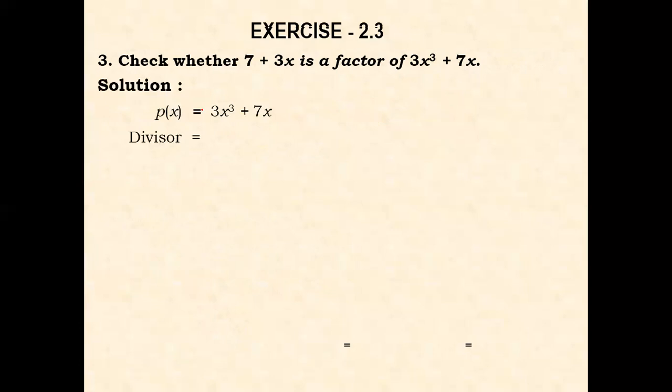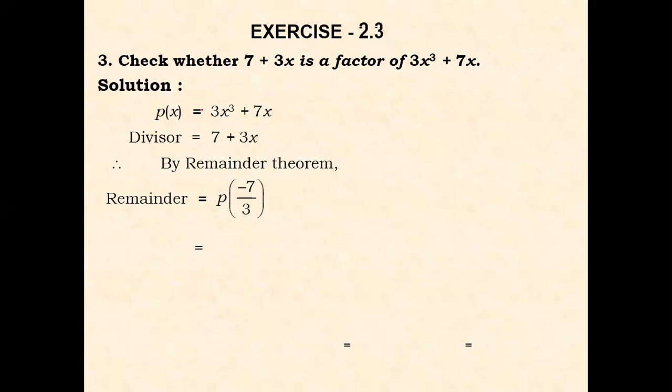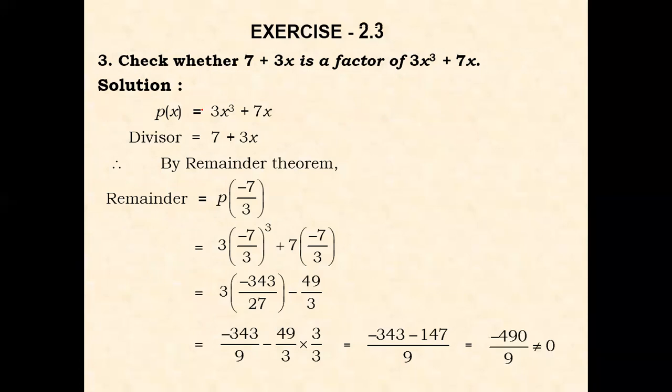Now solution is as follows. You can see here on the screen that the remainder is not equal to 0. That's a non-zero value. We have this remainder, right? So we are supposed to find out whether 7 plus 3x is a factor of this 3x cubed plus 7x or not. So this is the polynomial px, your dividend. This is your dividend. Okay, 3x cubed plus 7x is your dividend. That is to be divided by this 7 plus 3x, that's your divisor.